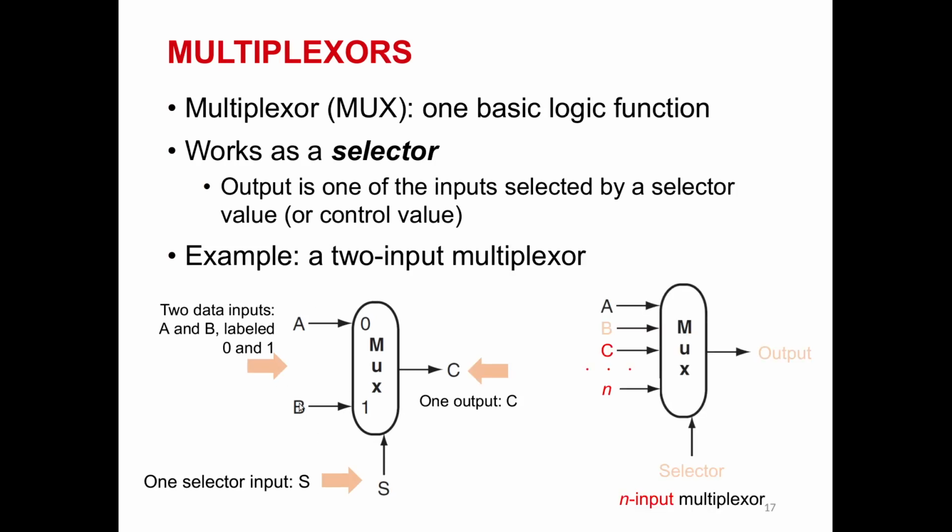And of course you can extend the multiplexer to not only two inputs A and B, but you can have many inputs A, B, C, and so on until N, and you will have a multiple input multiplexer with more than one bit for the selector, and depending on the value of the selector, either A or B or C or something else will be selected and directed to the output.